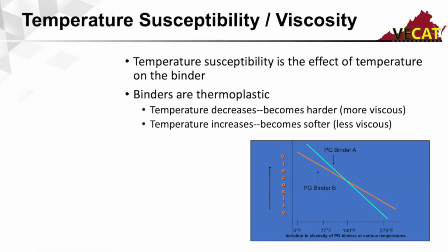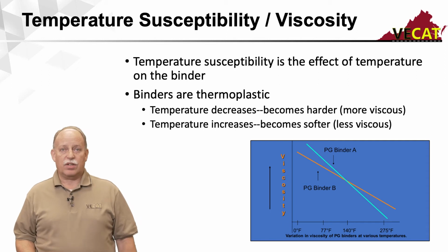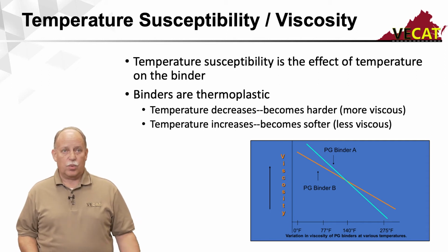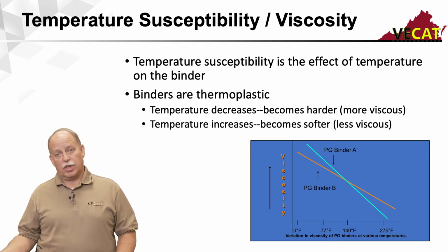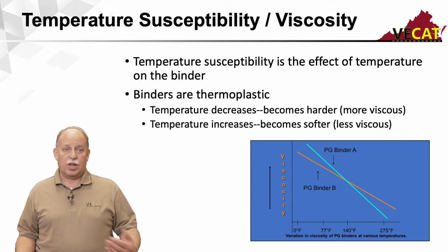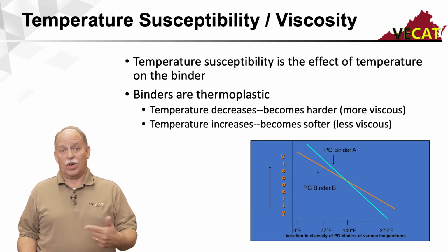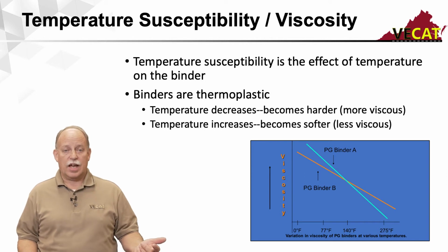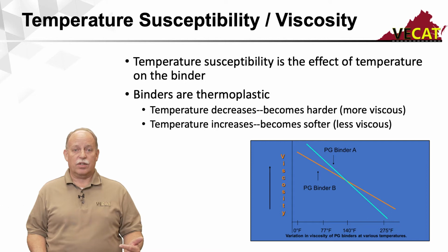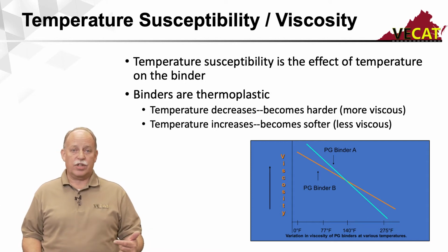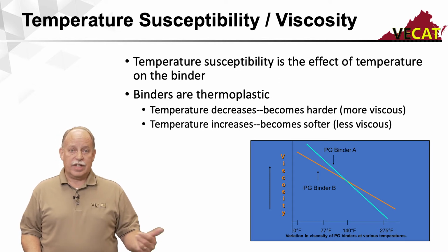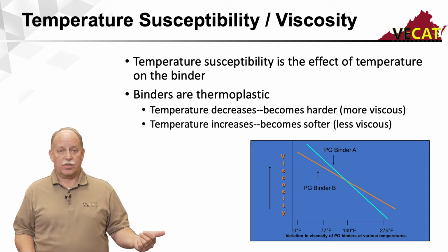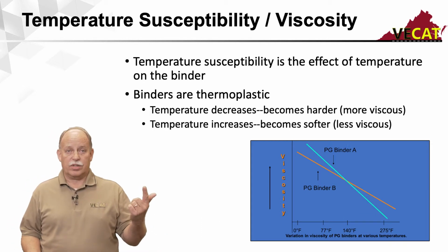Let's talk about temperature susceptibility and viscosity. Temperature susceptibility is the effect of temperature on the binder. Binders are thermoplastic, if you think about it. As the temperature of the binder decreases, it's going to become harder. We talked about that earlier. As the temperature increases, it's going to become softer or less viscous. If you look at the chart on this slide, you'll see that as the temperature increases, all the way up to 275 degrees, it is less viscous or softer. As the temperature decreases, in this case all the way down to 0 degrees Fahrenheit, it's obviously more viscous or harder.